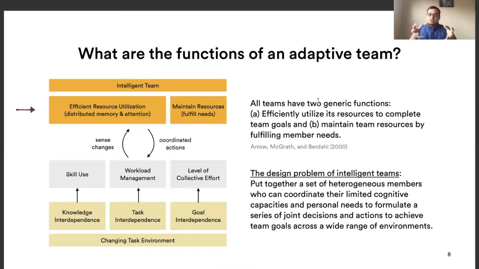But before we jump into the functional regulative system, let's think about what the function of such a team is. The team has two generic functions, right? One is to efficiently utilize the finite and distributed resources that you have in the team. And the second, and more crucially, is to maintain these resources so that the team is able to function over time and get better over time. So in essence, the design problem of an intelligent team is to put together a heterogeneous set of members with finite skills and attention, as well as subjective goals, and have them coordinate in such a way that they can respond to changing environments.